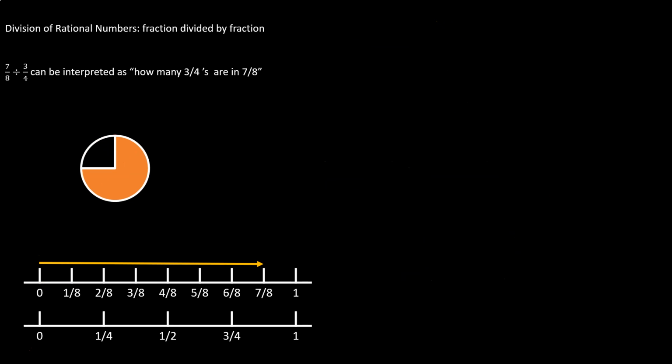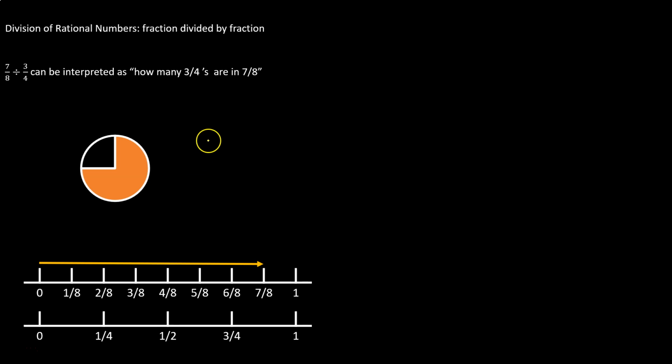Now let's look at a fraction divided by a fraction, where we're not looking at a unit fraction as our divisor. 7/8 divided by 3/4, we can interpret that as how many 3/4 are inside of 7/8. To visualize this, we can take a visual representation for a number like 3/4, and we can try to picture how that would fit into 7/8.